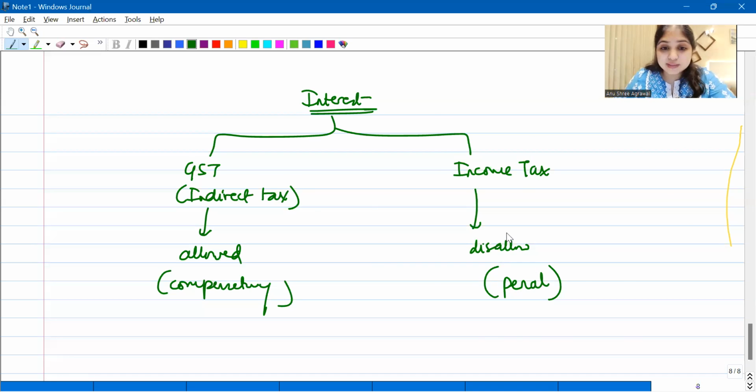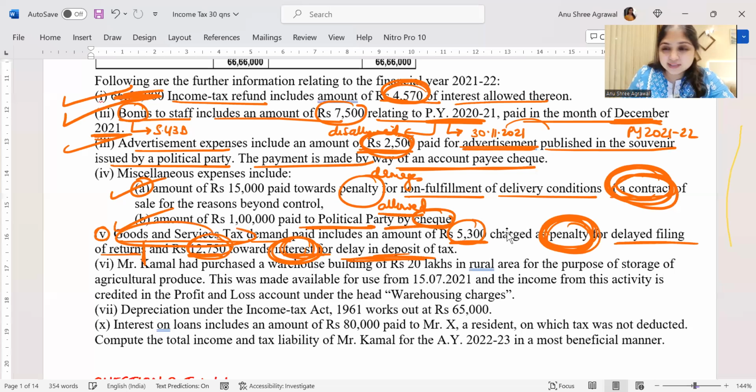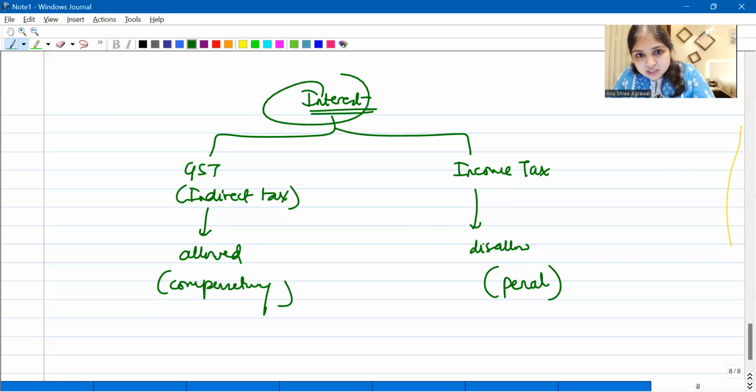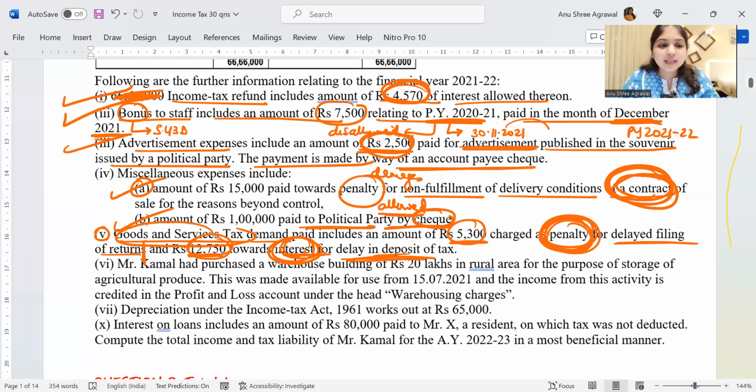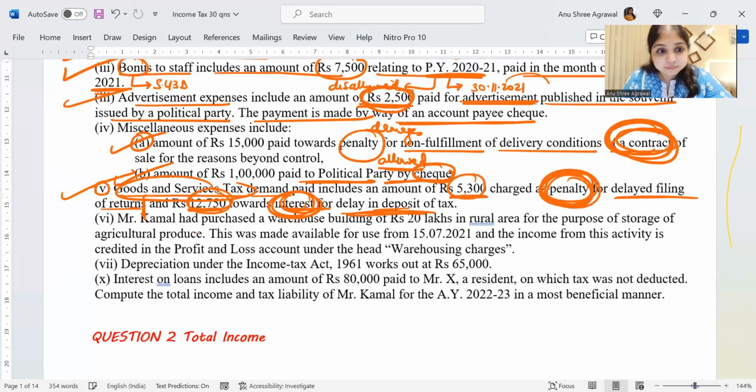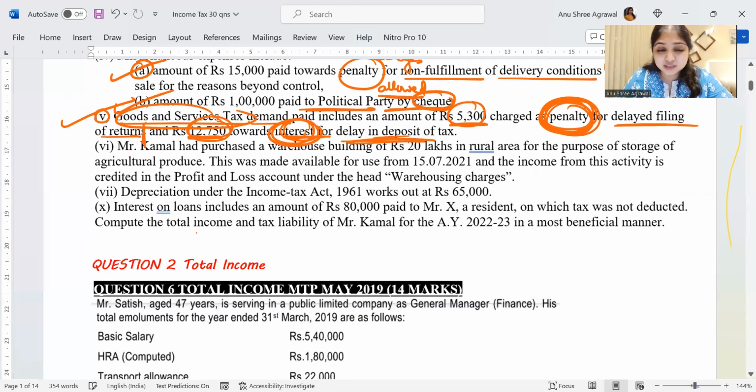Now in this question, we have interest relating to GST. So allowed or disallowed, guys, you know now. Interest relating to GST is going to be allowed and it is already debited in my P&L. So is anything left for me to do? Nothing left for me to do. Story over. Now coming to the sixth adjustment.